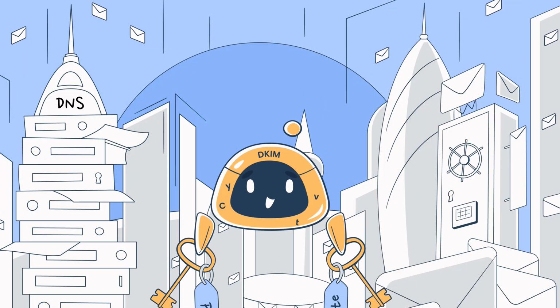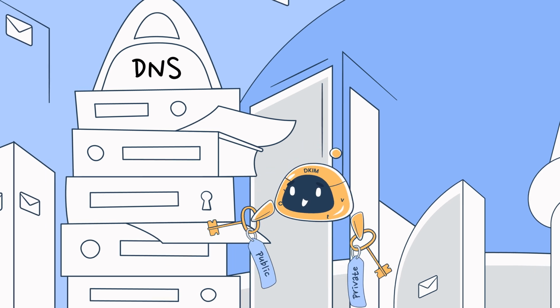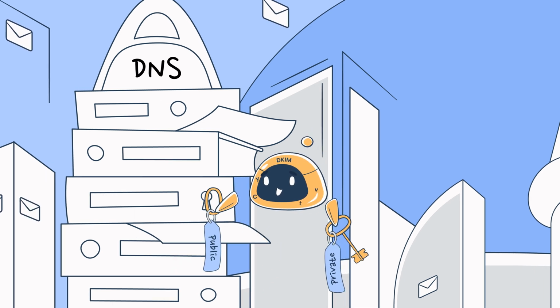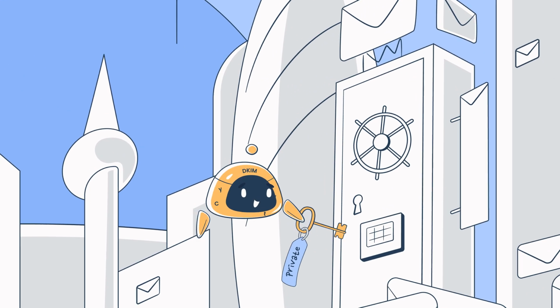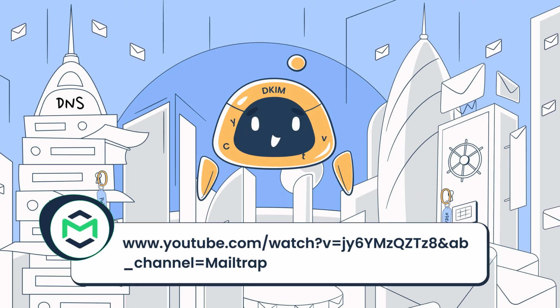DKIM works using public and private keys. The public key is stored in the DNS records, while the private key is stored securely on the servers, either by email service providers or the email administrators themselves. Watch our dedicated video to understand how DKIM keys work.